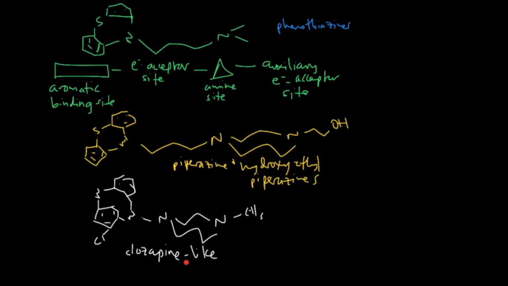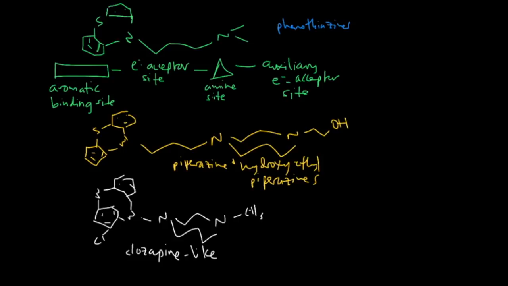Your clozapine-like compounds, basically some of your atypicals that look like clozapine, have the same problem that phenothiazines do. They bind to the aromatic binding site, electron acceptor site, and the amine site. However, they're not long enough to bind to the auxiliary electron acceptor site.